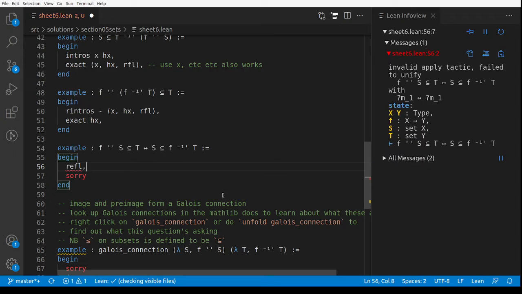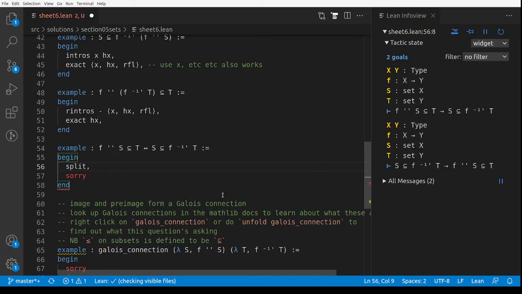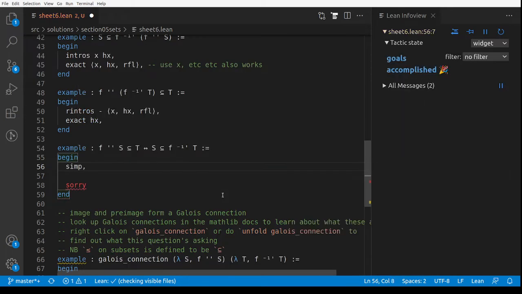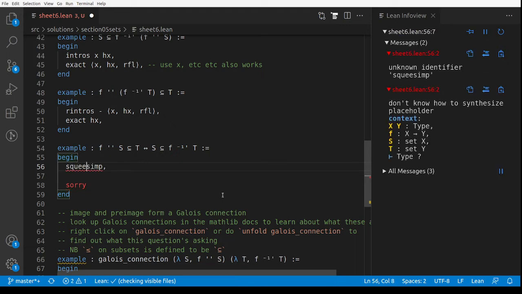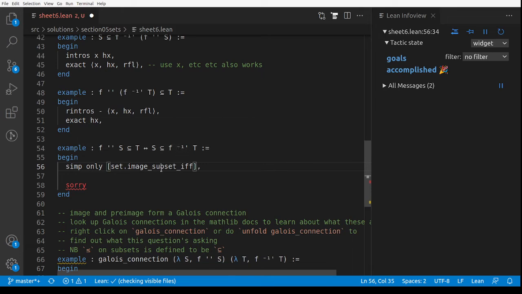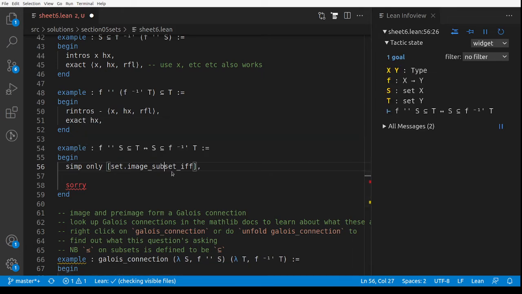Is it rfl? Okay, so I think we've got to do split then. I'll tell you what, we might be able to do simp. Yeah, the simplifier knows it. And if we do squeeze simp, it'll tell us what it's called. It's called set image subset iff. Let's have a look at the proof of set.image_subset_iff.